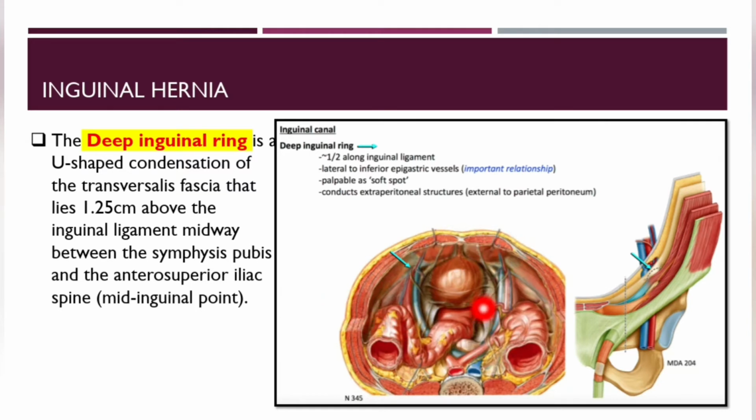If you look at this view, this is very important. You see the inferior epigastric vessels. The deep inguinal ring is found lateral to them here. It's lateral, that is very important. It's palpable as a soft spot and it conducts the extraperitoneal structures, thus external to the parietal peritoneum.